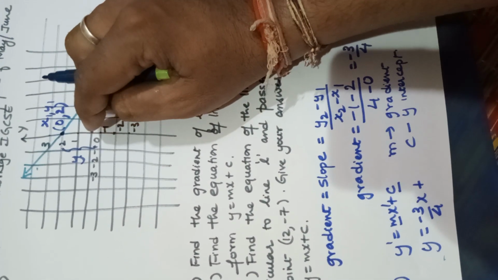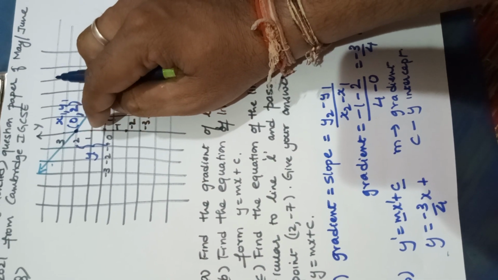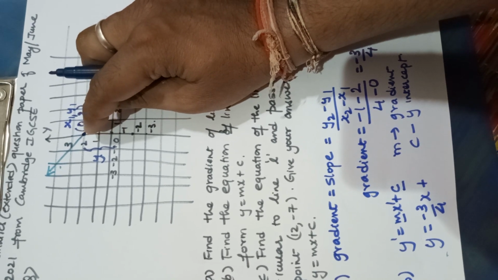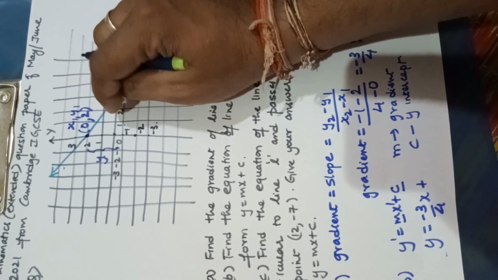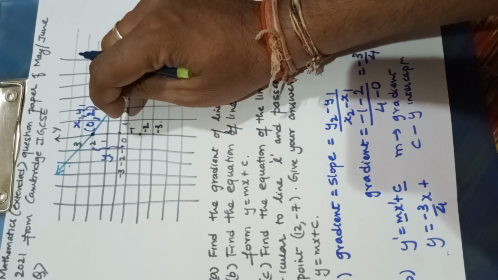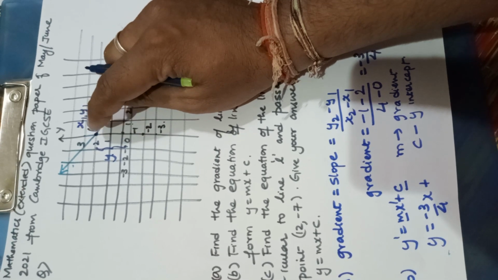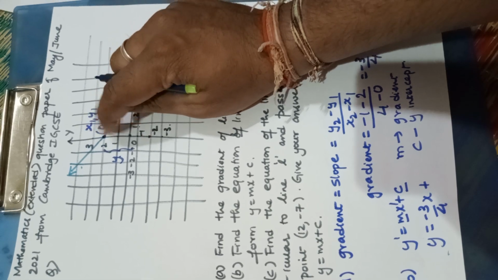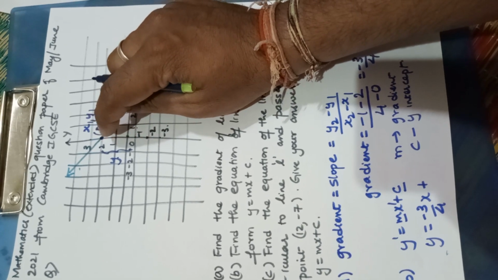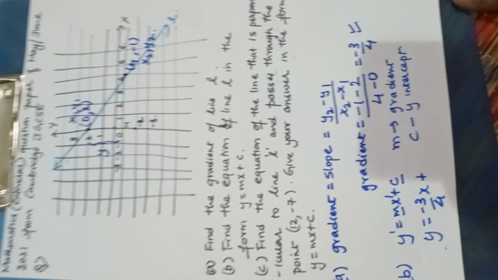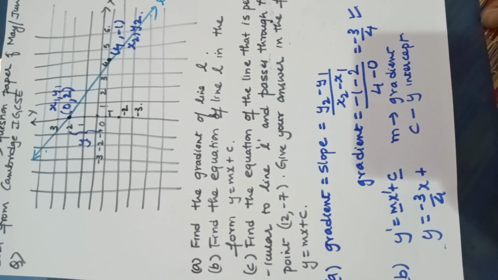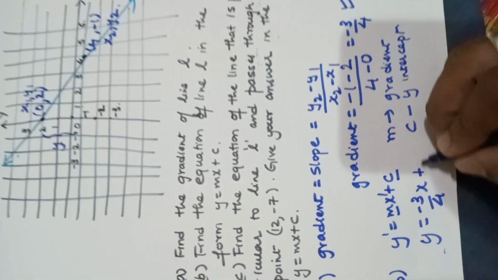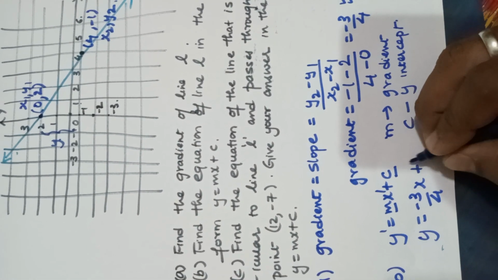c, the intercept, tells us how far the line is from the origin, like how far the line is on the y-axis away from the origin. It is 2 units. Otherwise there is one more way of finding the value of c. We'll see what that is.